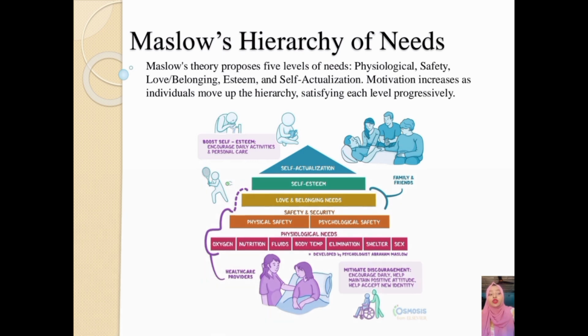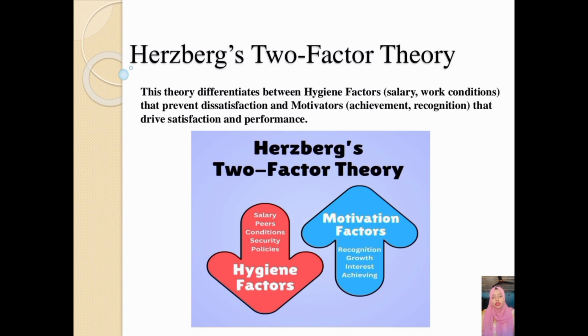Here I'm talking about Herzberg's two-factor theory. There are 2 factors: one is hygiene factors and another is motivation factors. In hygiene factors, the components are salary, peers, conditions, security, and policies. And in the motivation factors, the components are recognition, growth, interest, and achievement.